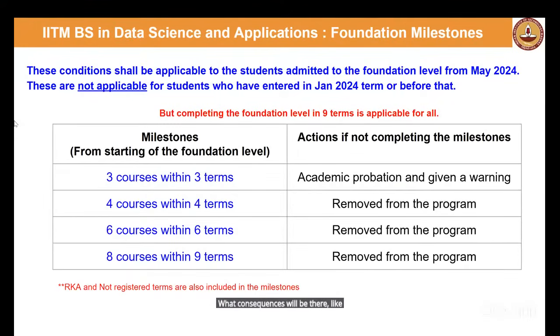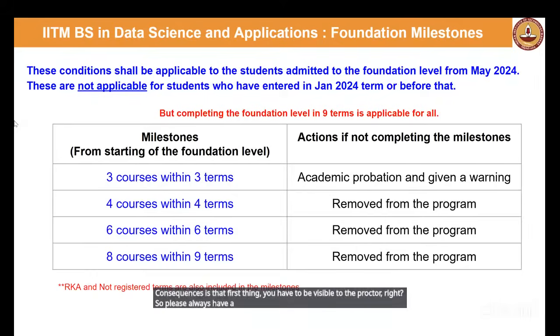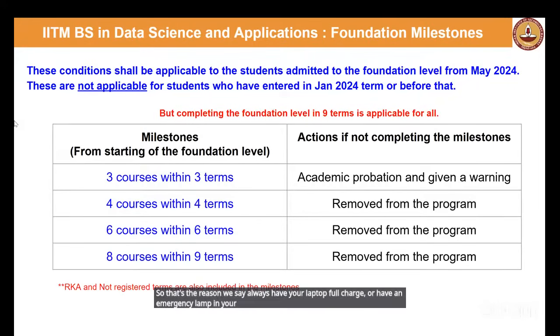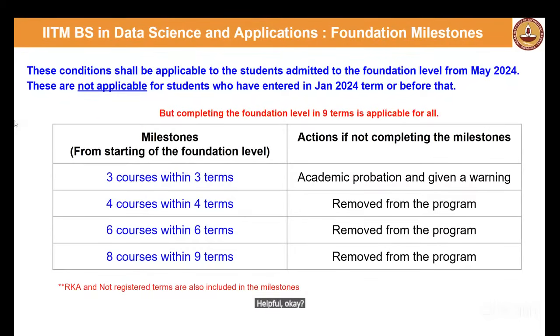The consequence is that first of all you have to be visible to the proctor, right? So please always have a backup. That's the reason we say always have your laptop fully charged or have an emergency lamp in your house. We generally do have a power backup in most houses, or at least an emergency lamp should be there. It helps. You have to be visible to the proctor. That's it.